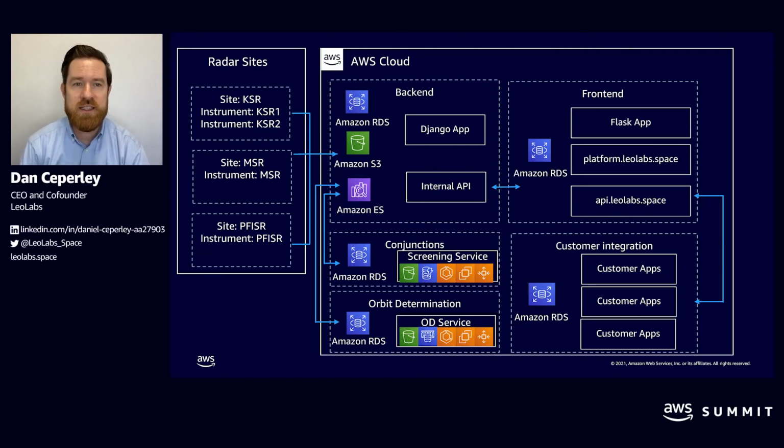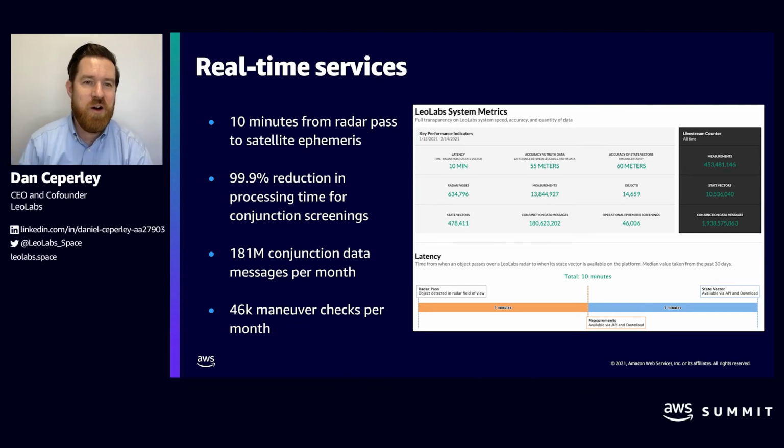But we're also expecting the workload to go up because we're going to be shifting from tracking 14,000 pieces of debris to tracking 250,000 pieces of debris over the next couple of years as well. So, all of this performance information is summarized in a system metrics page that we maintain. Our system automatically reports these numbers in real time. Some really important numbers in terms of an actionable automated system.